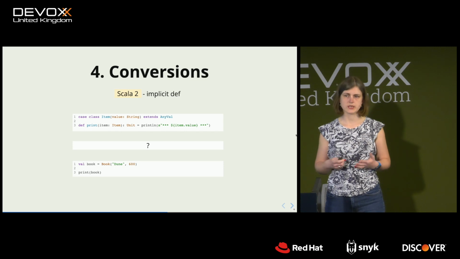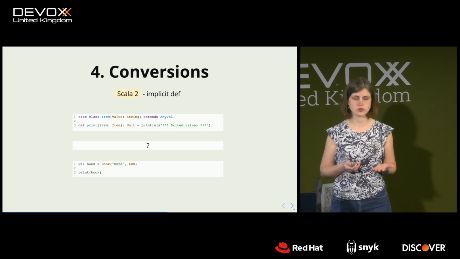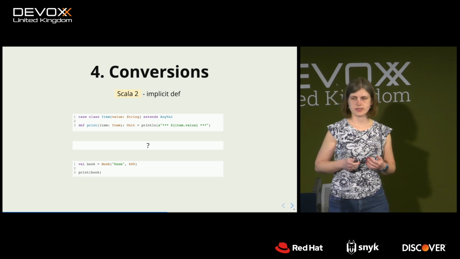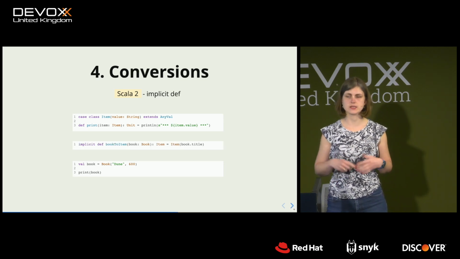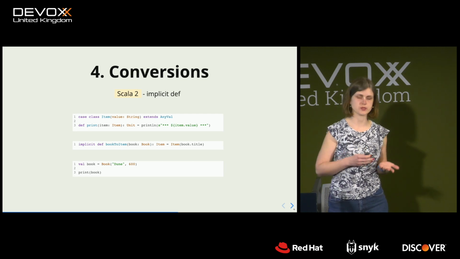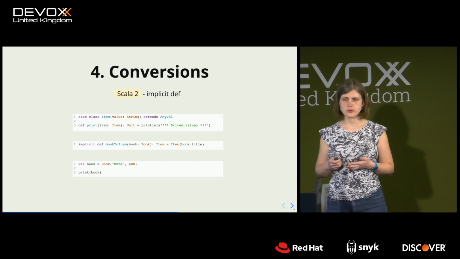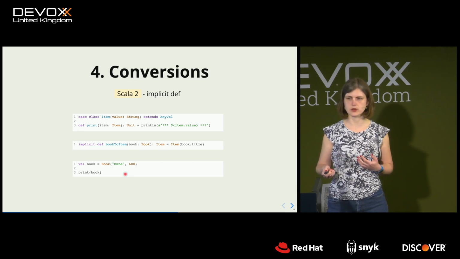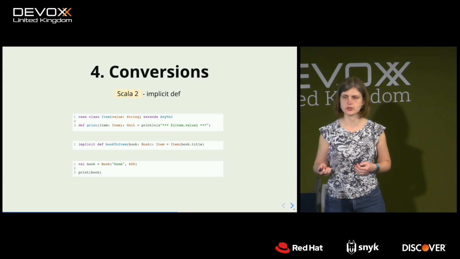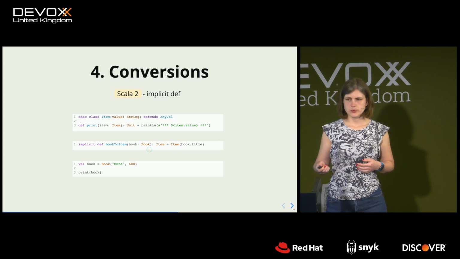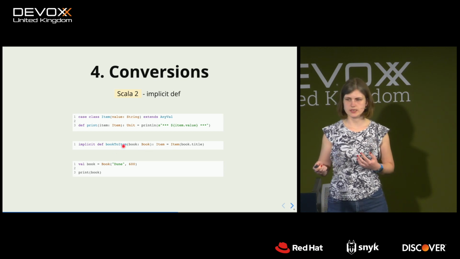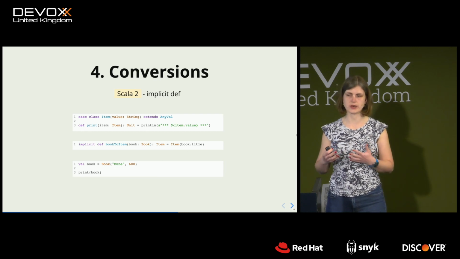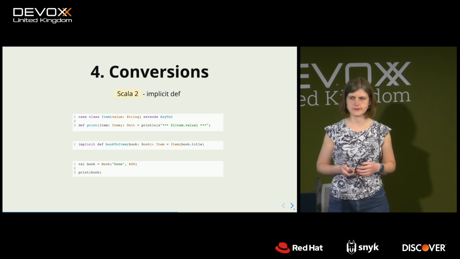So what you can do is provide an implicit conversion, a way for the compiler to use one type when it expects the other. And the way we define it in Scala 2 is using the implicit keyword. You need to provide in scope an implicit method. Here it's called book2item, even though the name doesn't matter. It takes the book type, our source type, and returns the item type, and the implementation just uses the constructor to tell the compiler how to convert between the types.